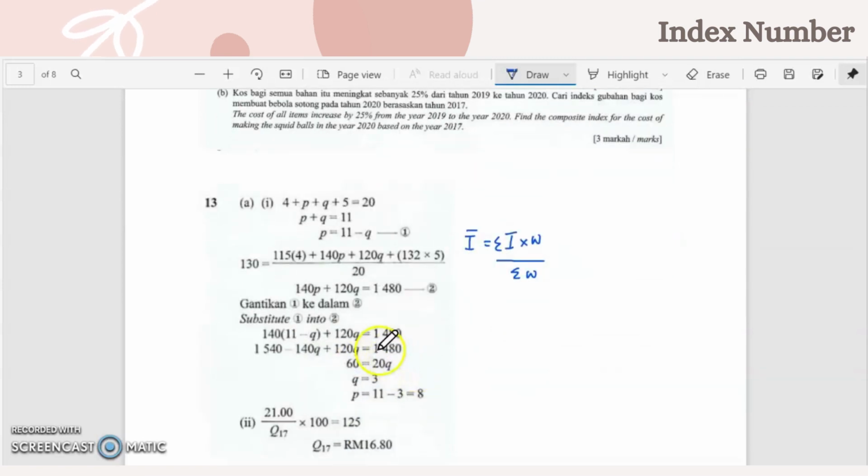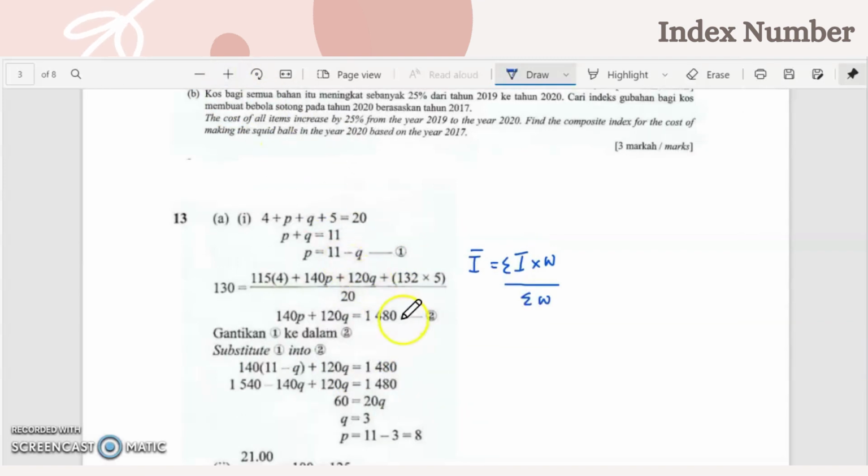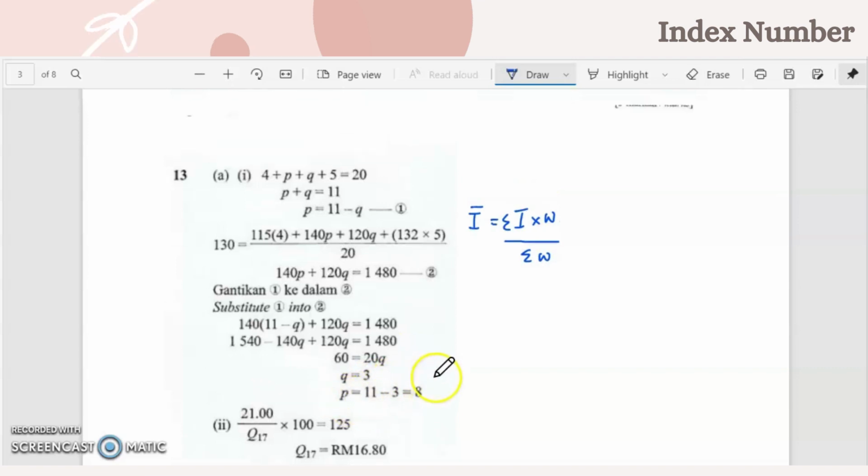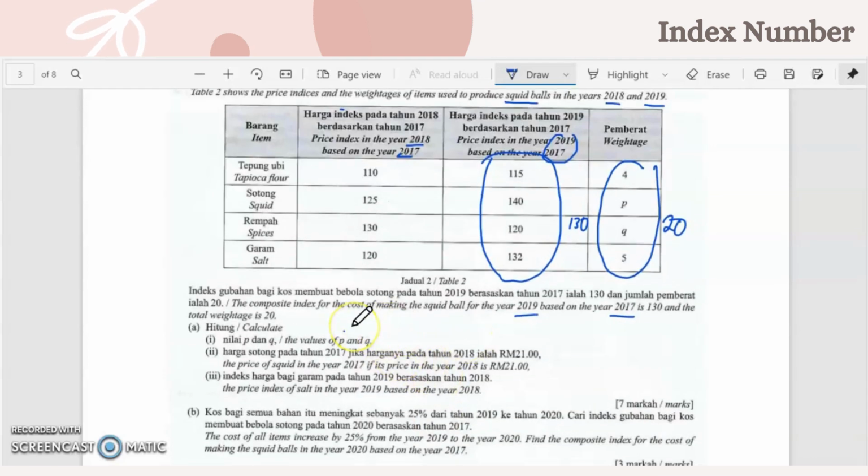That is, we substitute equation 1 into equation 2. Okay, so this one we use the substitution method. You can choose either elimination or substitution, it doesn't matter, as long as you get the value for P and the value for Q. So we get Q is 3 and P is equal to 8.